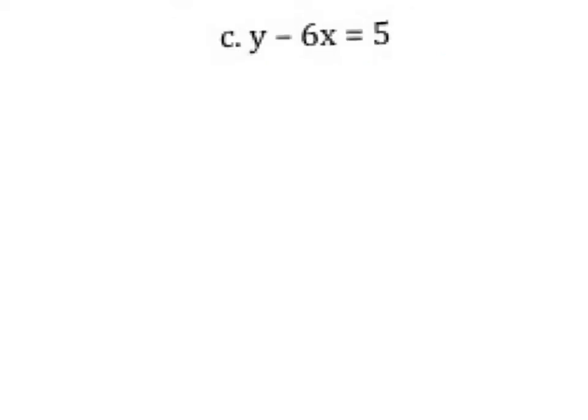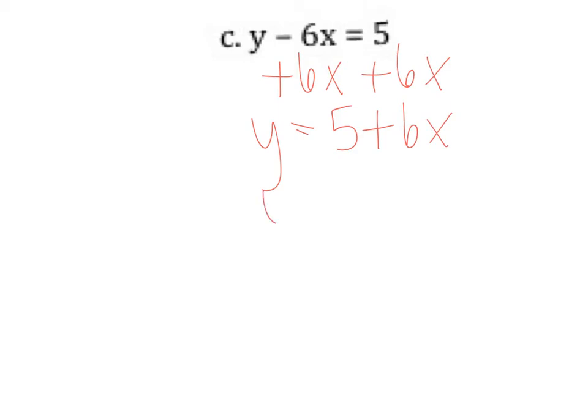Last one we're going to do together, y minus 6x equals 5. Let's solve this for y. I'm going to add 6x to both sides. Y is equal to 5 plus 6x. Notice you could have also written that as y equals 6x plus 5. The commutative property says the order does not matter. Our facts are still the same.